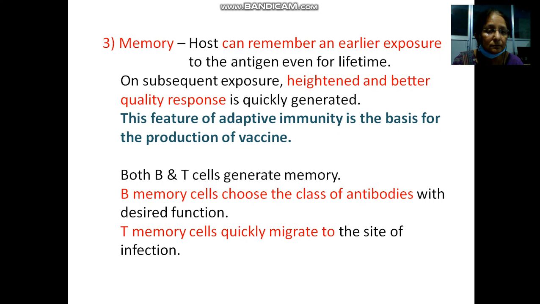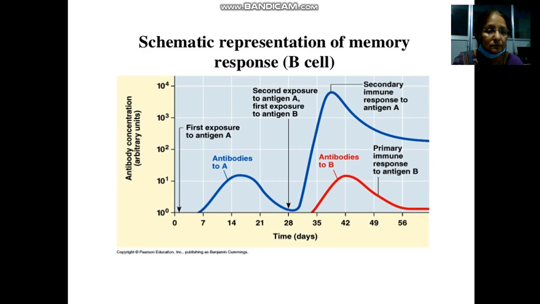Now the memory. The host can remember an earlier exposure for its lifetime. When the next exposure takes place to the same antigen, the response is very heightened and of better quality, and it is quickly generated. This feature of adaptive immunity is the basis for the production of vaccines. Both B and T cells generate memory. B memory cells choose the class of antibodies, and T memory cells quickly migrate to the site of infection.